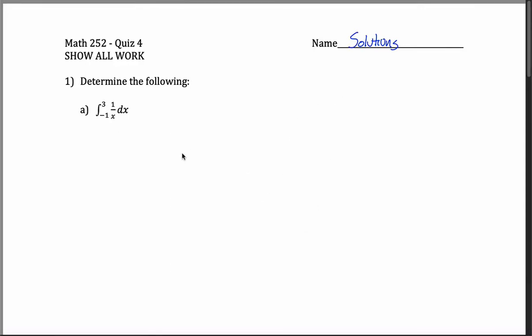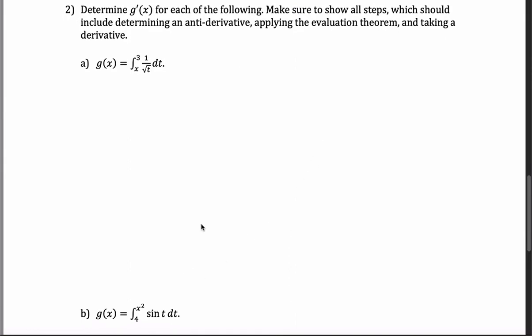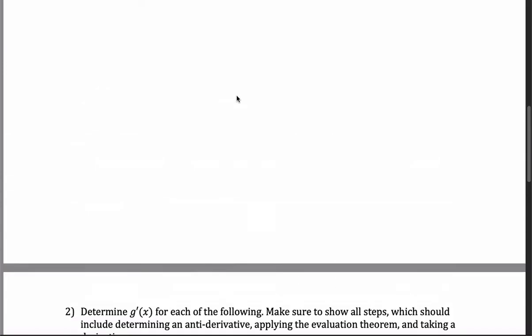All right, quiz 4 solutions. Two different types of problems. Each type has two problems. This first one, we are using the evaluation theorem a couple of times to figure out the values of these two definite integrals. And then on this second one, it looks like a fundamental theorem of calculus problem, actually two of them, one of them that will involve the chain rule, one of them that won't involve the chain rule.